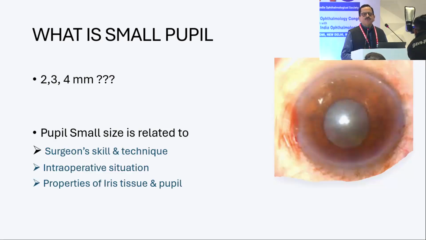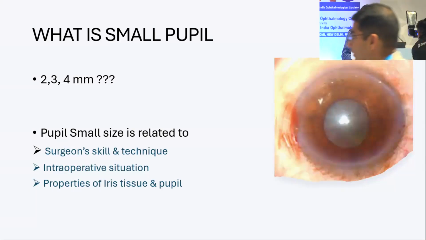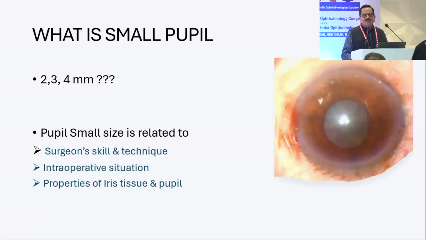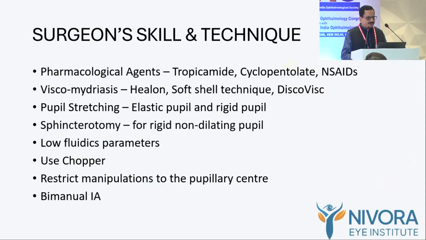Then intraoperative situations: the cataract may be soft or hard, or there may be some complications. Some cataracts, like softer cataracts, can be managed even with a small pupil, but most things require a reasonable size of pupil. Then properties of the iris and tissue: if iris tissue is coming out, or it's a floppy iris, we again require a bigger pupil.